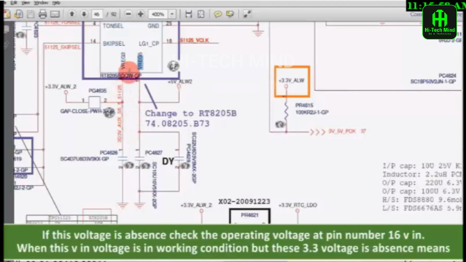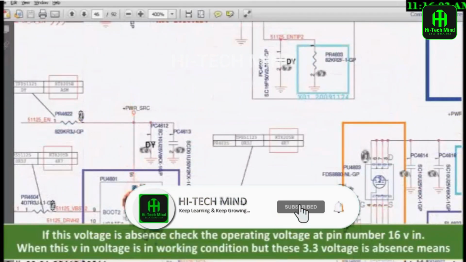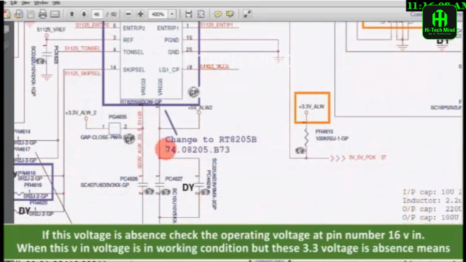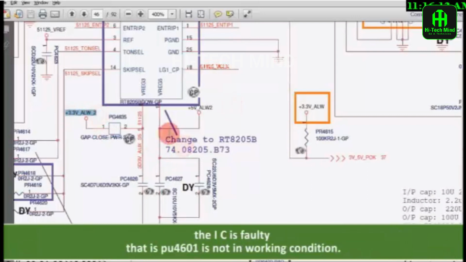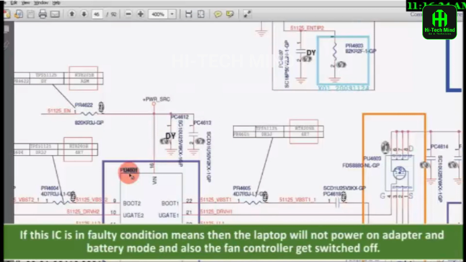This always power voltage goes to the Super I/O chip and the power button. If this voltage is absent, then check the operating voltage at pin number 16, Vin. When this Vin voltage is in working condition but this 3.3 volt is absent, then the IC is in faulty condition. That is, PU4601 is not in working condition. If this IC is faulty, then the laptop will not power on in adapter and battery mode, and also the fan controller gets switched off.